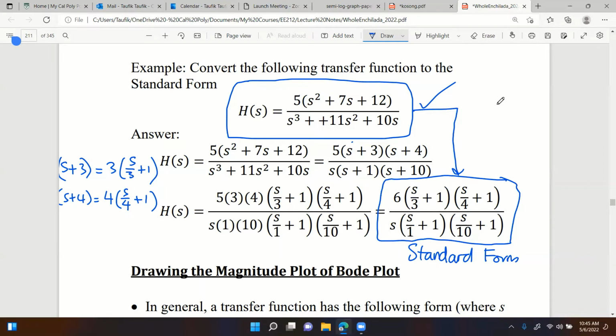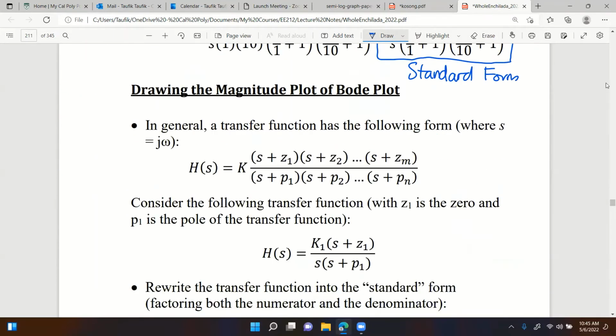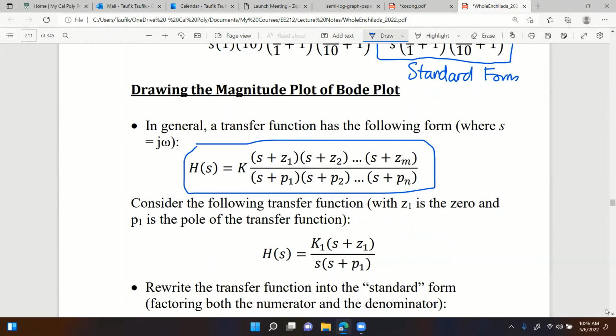Now that you understand the first big step, non-standard form to standard form, let's look at how we can sketch Bode plots. Straight line approximation. Again, in general, a transfer function has the following form, and you have to convert it into standard form.